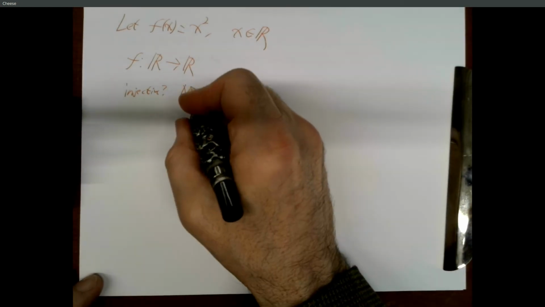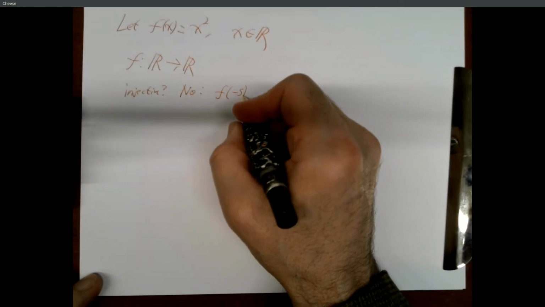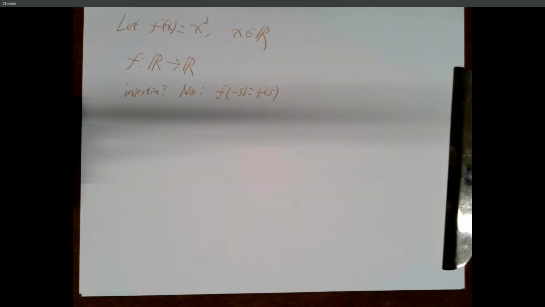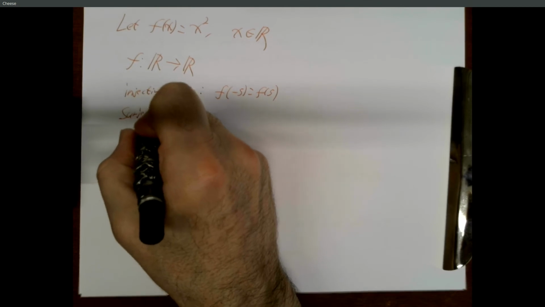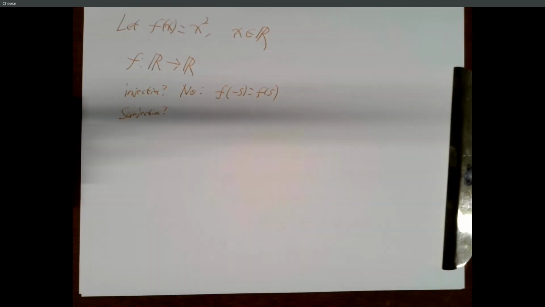Right, so it's not injective because f of minus 5 is the same as f of 5. So two different points in the domain map to the same place in the codomain. That's not injective. Is it surjective? Does everything get mapped to from somewhere?